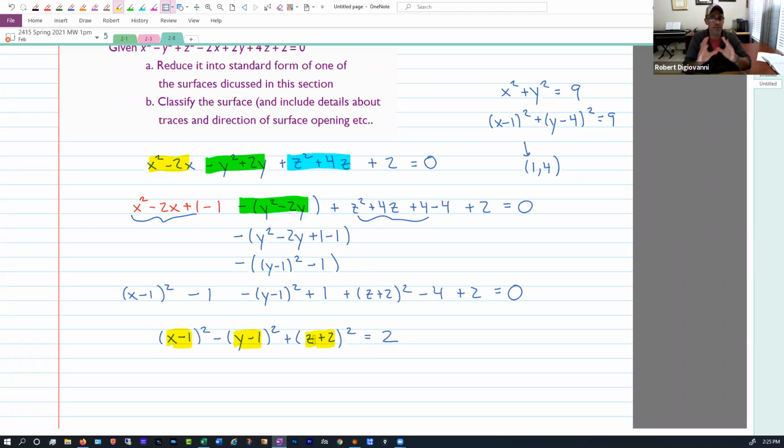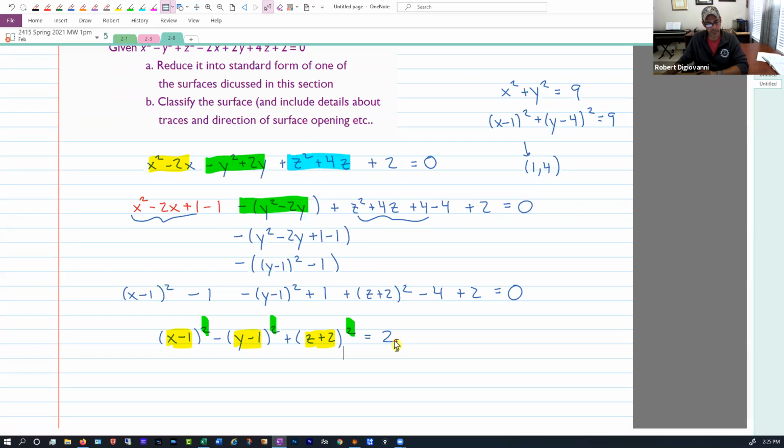It's been shifted. So we really would just want to focus on the fact that all three variables appear, and they're all squared. We do have subtraction on one of them. We have equals two.